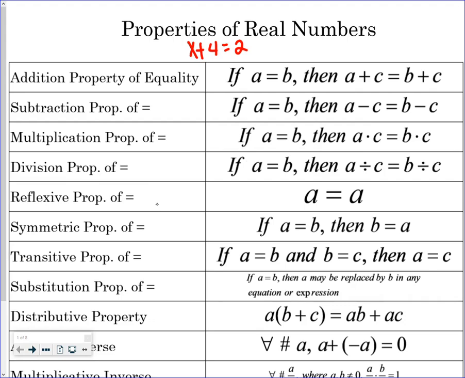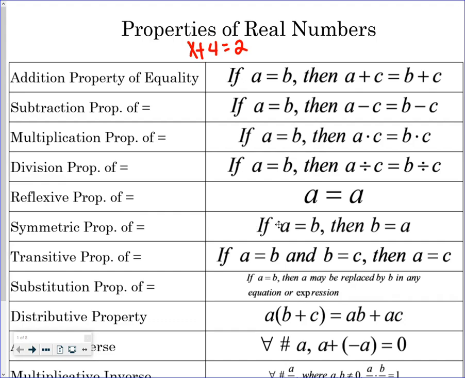Reflexive property of equality. If I look in the mirror, what do I see? I see my reflection, right? I'm the exact same person, right? I haven't moved, I haven't done anything, my face doesn't look any different, okay? So if you do that, you get a equals a, or 4 equals 4, or something like that. Am I making sense? It seems like a silly one, but we need it, okay?